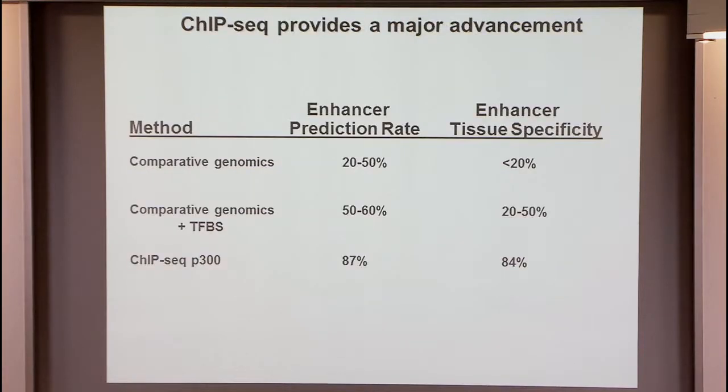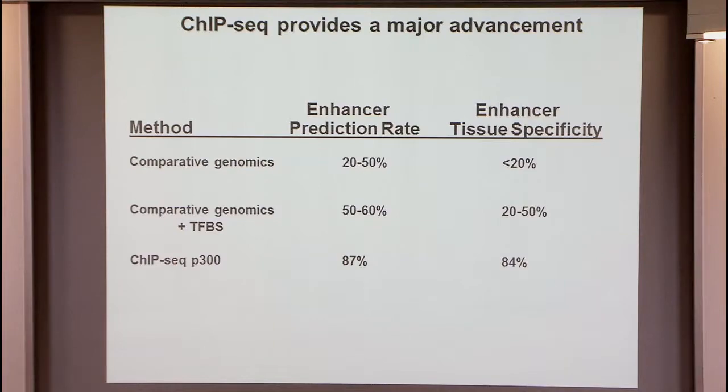So comparative genomics, as I mentioned, is probably the technique that's most highly used now for gene regulatory finding. And the reason is this is a nice experiment where people looked at how they could predict enhancers based on various techniques. If we look at comparative genomics, you have a 20 to 50% chance of finding something that's an enhancer. If you add to it transcription factor binding sites, like I showed you before, it gives you about a 50 to 60% chance, so it's a good increase.